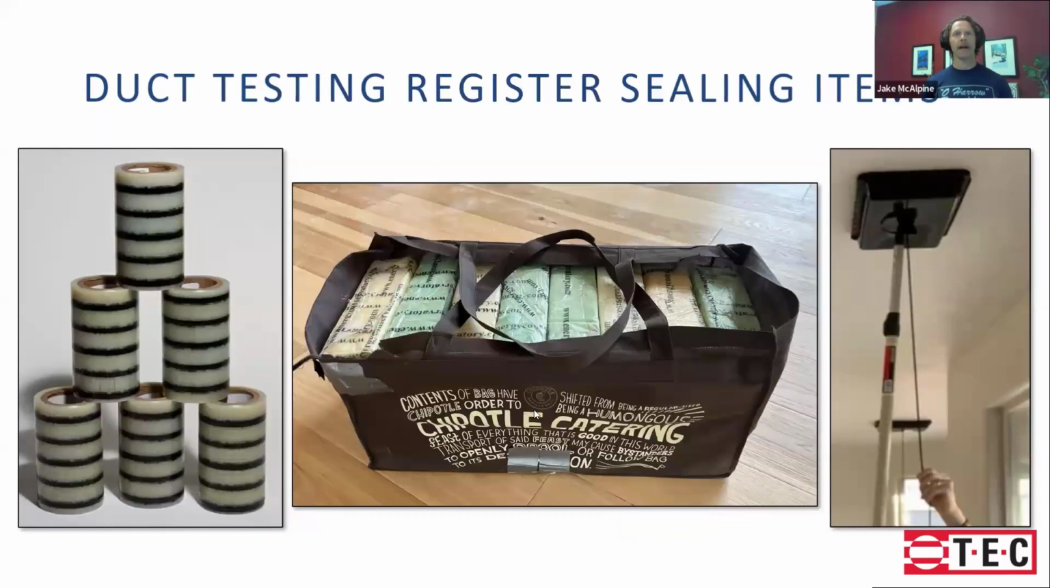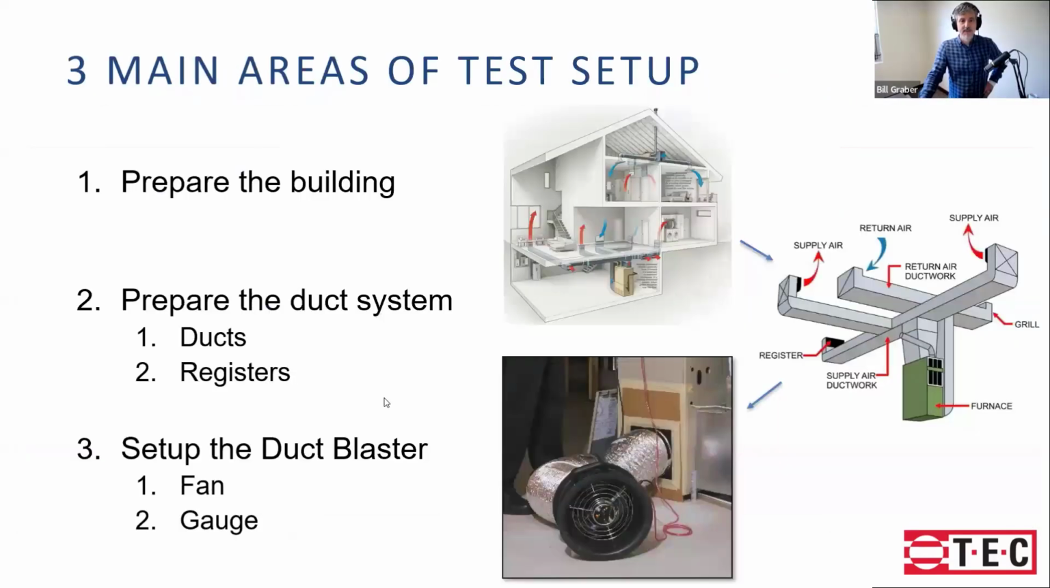Then in addition to that, to set up this test, you're going to need some way of sealing the registers. So there's a few different options for doing that. These are some of the common ones that we see, but just know that in addition to the gear, you're going to actually need some method of sealing up the intentional openings in the ducts so that we can measure the unintended leaks.